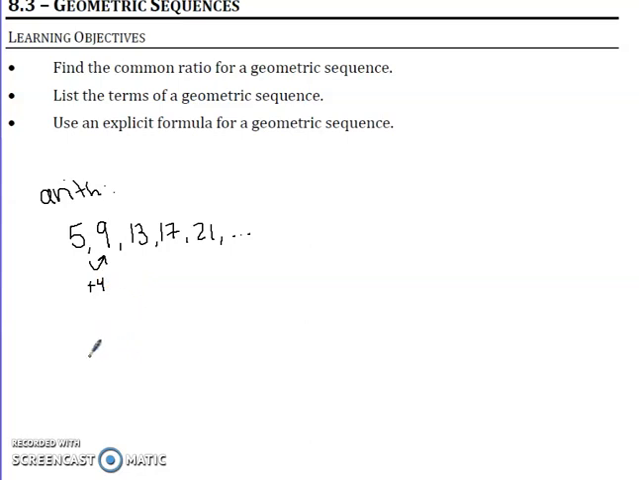Well, geometric has a similar pattern, except that instead of adding, we are going to be multiplying. So geometric has what we call a common ratio. So if I start at the number 5 and multiply by 4, I would get 20. So here my common ratio is a positive 4. We are multiplying by 4. Then after 20, my next term would be positive 80. And then after 80, I would have 320, and so on, giving me the geometric sequence.